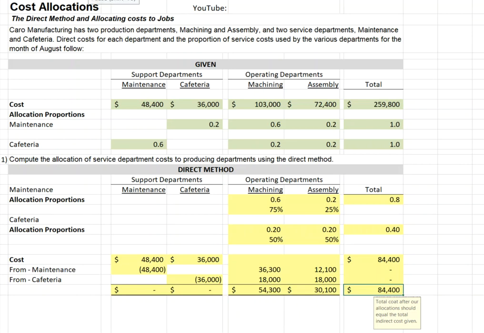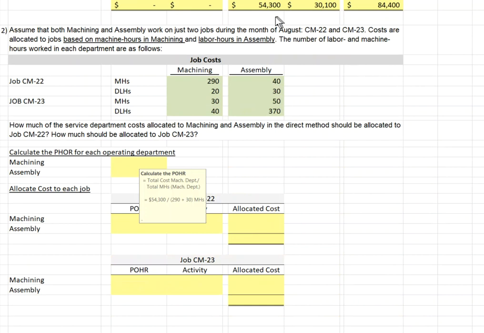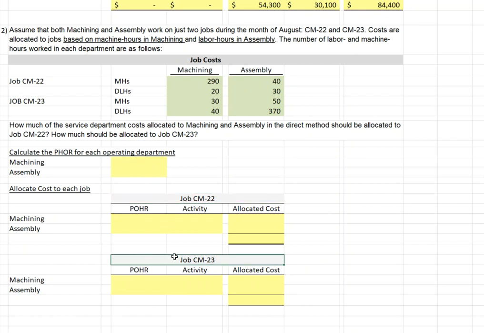In the second part of our problem, we're asked to allocate the cost in the machining department and the assembly department to jobs CM22 and CM23. The first thing we need to do is calculate predetermined overhead rates. We're told to assume that both the machining and assembly work on the two jobs during the month of August are allocated on the basis of machine hours for the machining department and labor hours for the cost in the assembly department. The number of labor hours and machine hours worked in each department are given below.